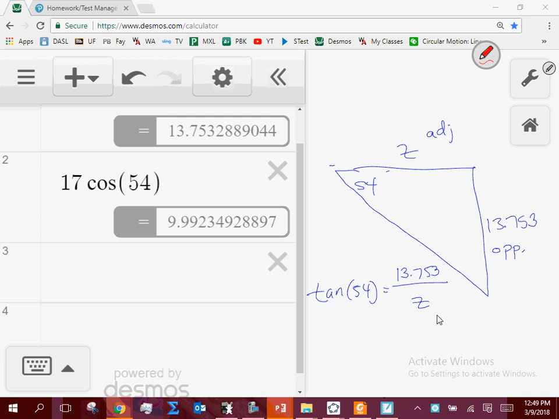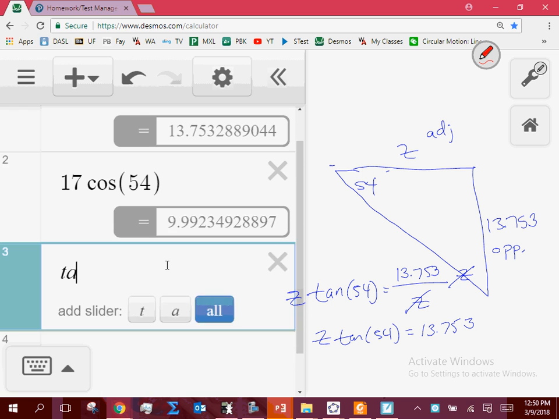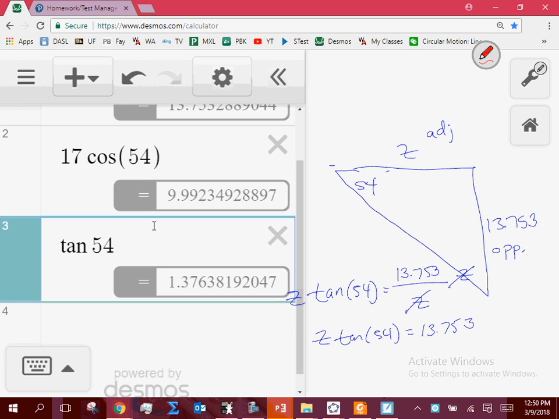Now, you're going to see a lot of these, so you have to learn this process. Z is just a number, or represents a number. So just like before, when I multiplied both sides by 17 because that was a number, I'm going to multiply both sides by Z because it represents a number. They're going to cancel, and over here I multiply by Z, so I get Z tangent 54 equal to 13.753. Now, tangent of 54 is just a number, isn't it?